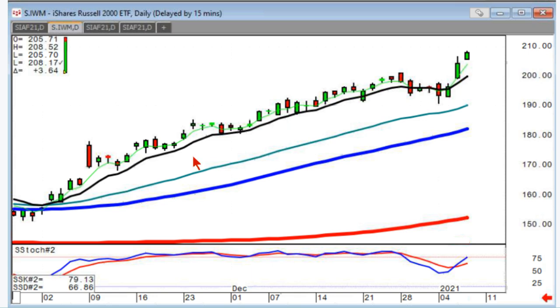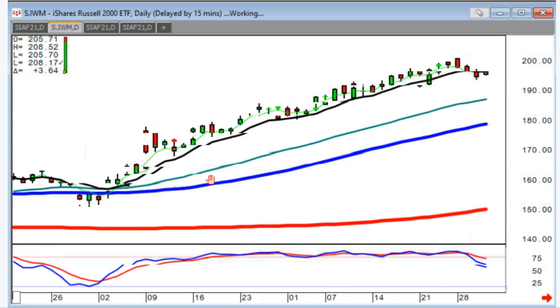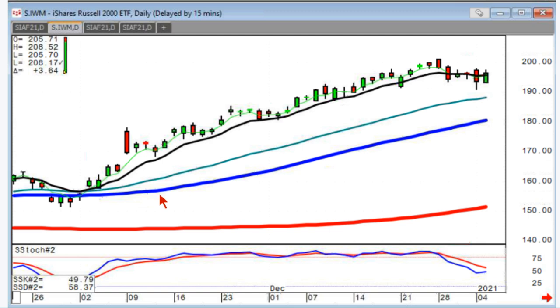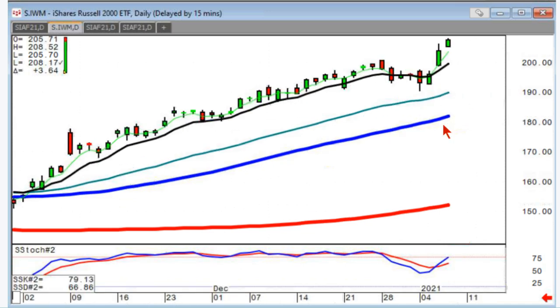The T-line is the 8 exponential moving average, and there's a very, very high probability result from the T-line. If you see a candlestick buy signal and a close above the T-line, you can stay long until you see a candlestick sell signal and a close back below the T-line. Simply stated, as long as you're above the T-line, the probabilities are extremely strong you're in an uptrend. The T-line is this black line.